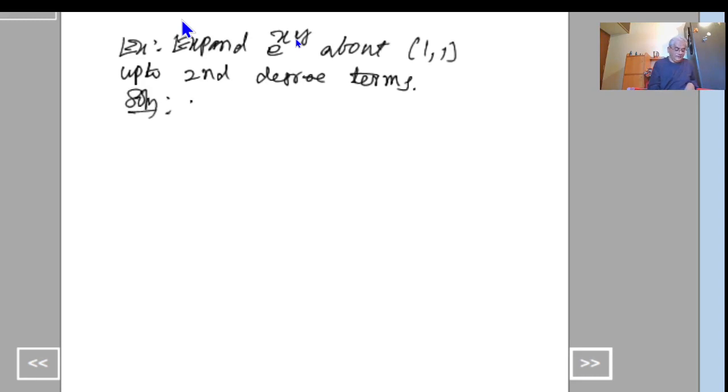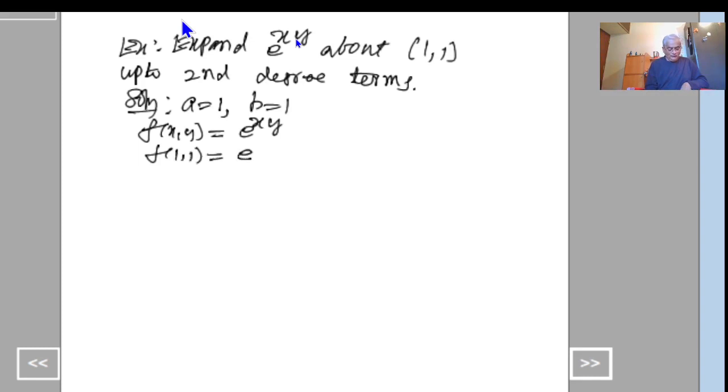Here a equal to 1, b equal to 1, f of x comma y is equal to e power of xy. Okay, e power of xy is given. Then f of 1 comma 1 equal to e power of 1. This is equal to e itself. Okay, e power of 1 into 1, e power of 1 is e.